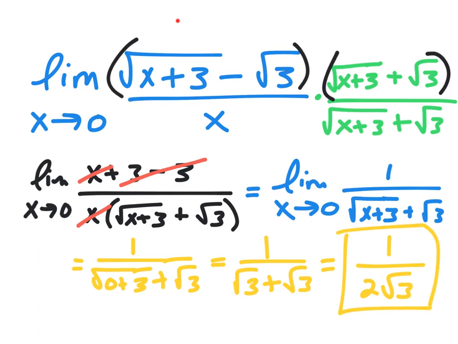So the y value that this original equation on a graph would go to as x approaches 0 would be the y value of 1 over 2 root 3, which is the definition of a limit.